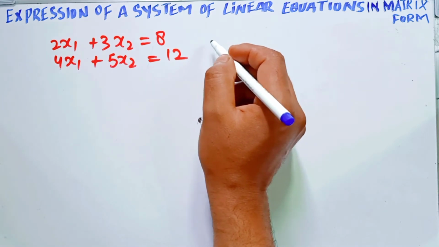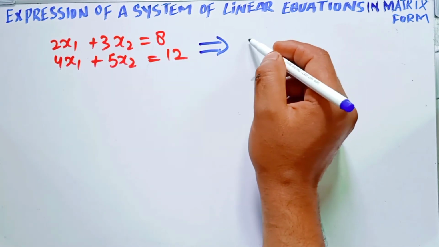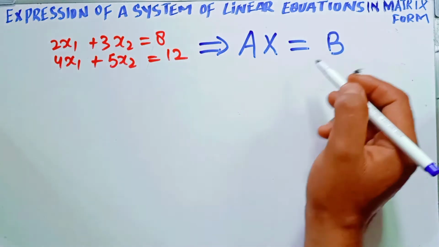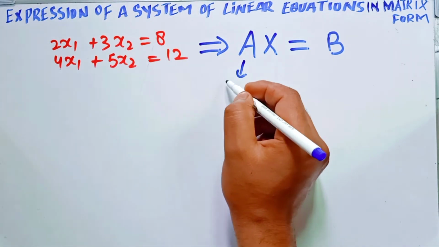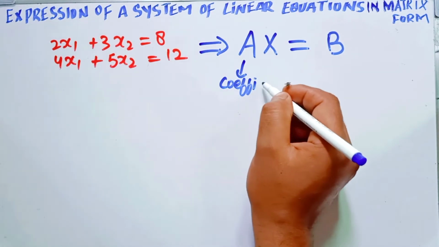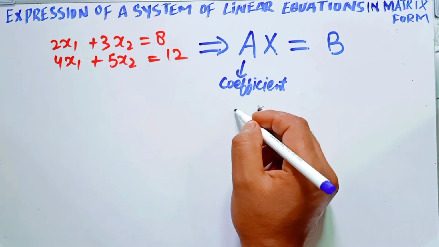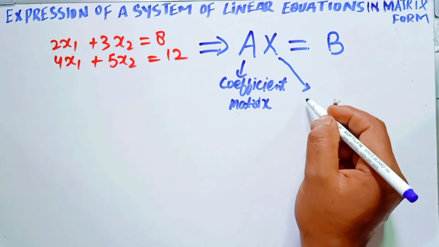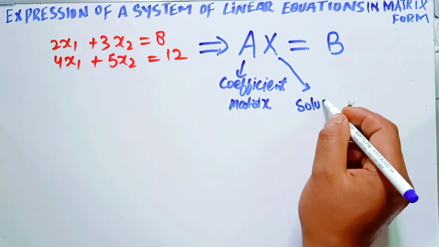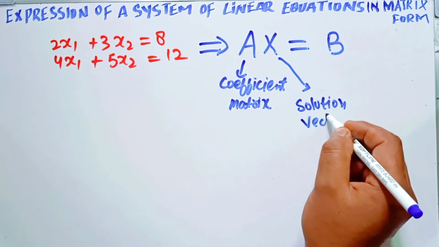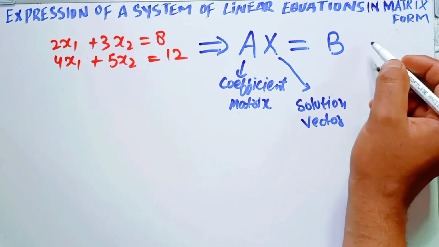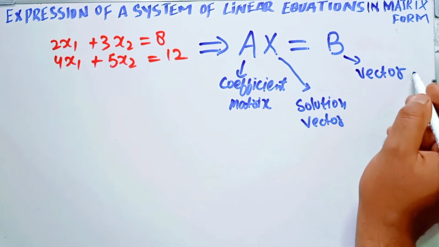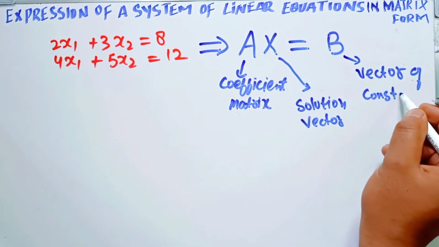It can be converted into matrix form like Ax is equal to b, where this A is the coefficient matrix, and this x is the solution vector, and this b is the vector of constant terms.